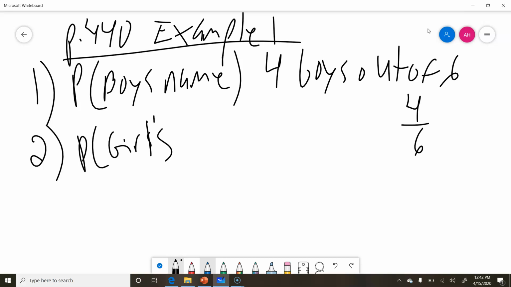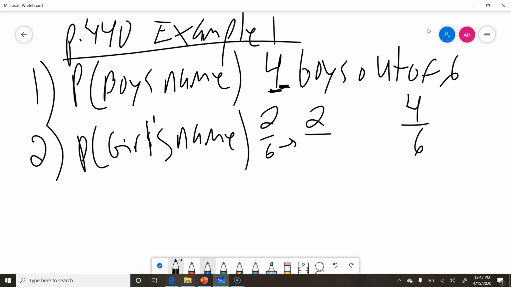Okay, but we have to assume that we did draw a boy's name first. So how many girls were there? Well, there were 2 out of the 6 were girls. But think about this. If we did draw a boy's name, so we actually drew it, how many would be total? It would actually be 5. Still, the girls stay the same, 2, but out of 5 total. Okay, hope everybody sees that.